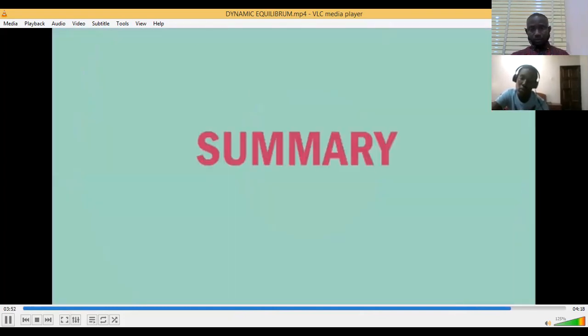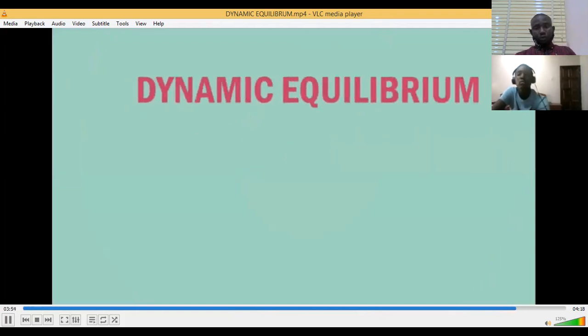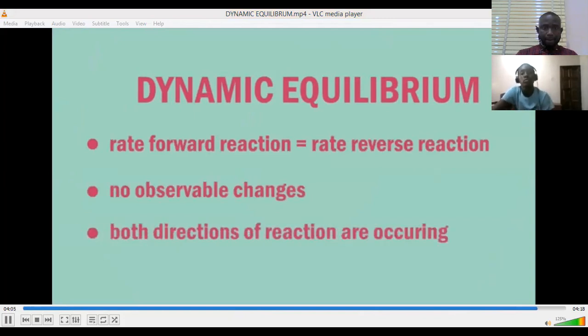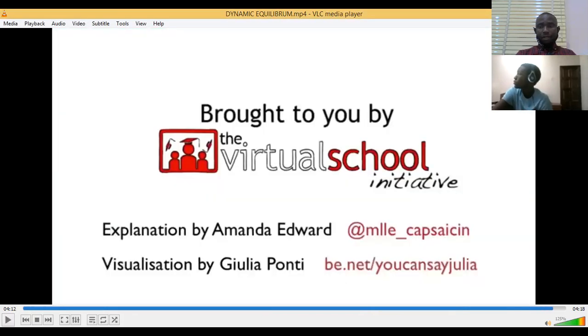In summary, a chemical system is said to be at equilibrium when the rate of the forward reaction is the same as the rate of the reverse reaction. There are no observable changes, but both directions of the reaction are occurring, so it is a dynamic equilibrium. Okay, so awesome. That's just something. Now let's talk about Le Chatelier's principle.